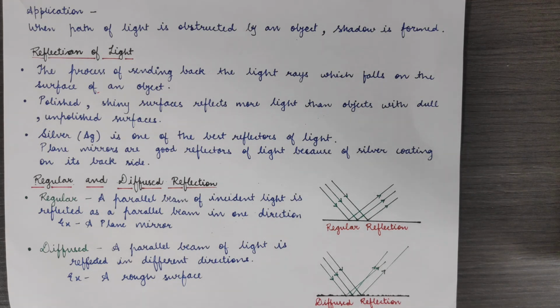Now the next thing is diffuse reflection. In diffuse reflection, a parallel beam of light is reflected in different directions. It happens on a rough surface. You can see in the diagram that the reflection is not regular, it is irregular.